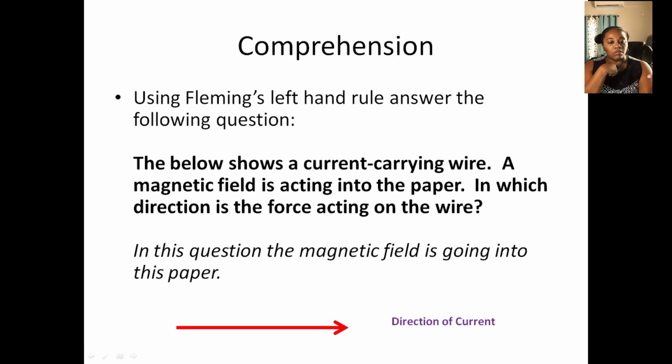So in this question, the magnetic field is going into this paper. So we're going from north to south into this paper. Current is going that way. As you can see the arrow, the current is going in that direction. So therefore, if it's going into the paper and current is going that way, motion of the thumb will tell us that the wire is going to go up. Okay? The motion of the wire is going to go up.